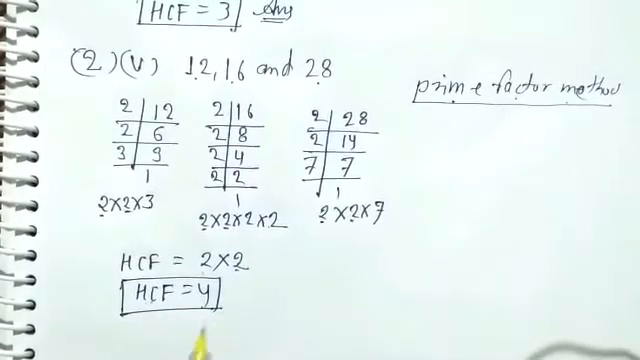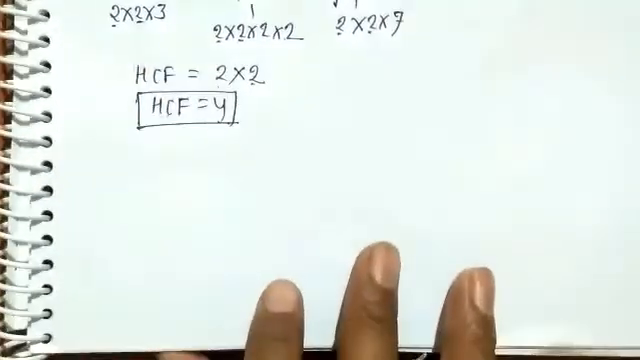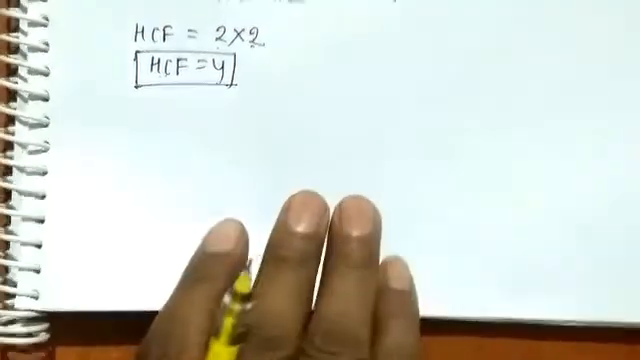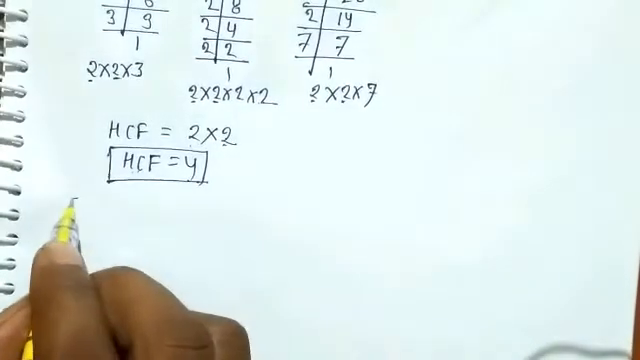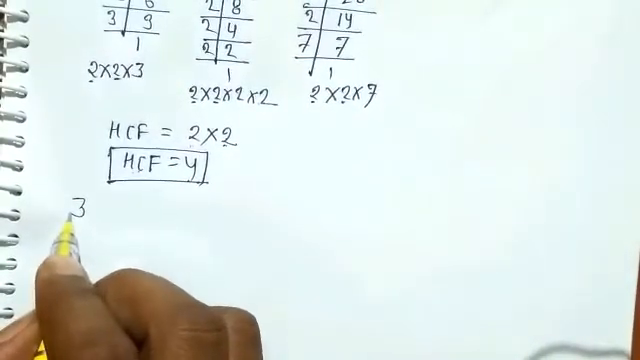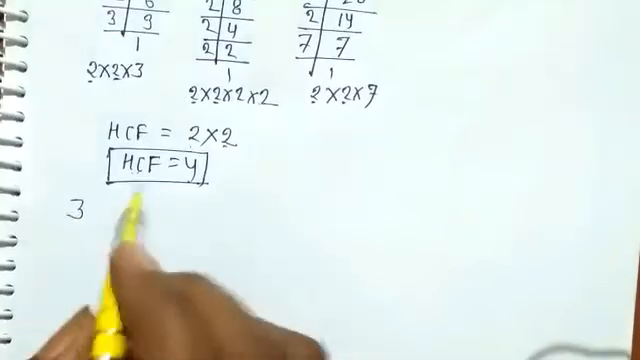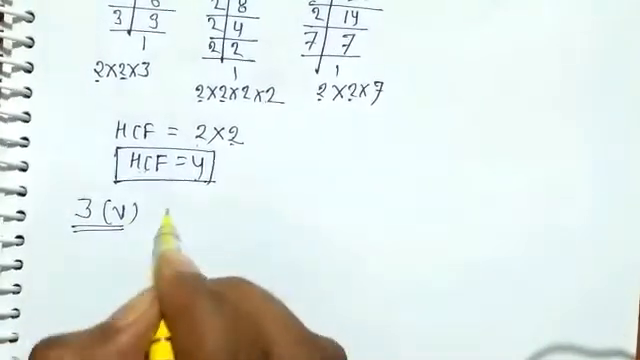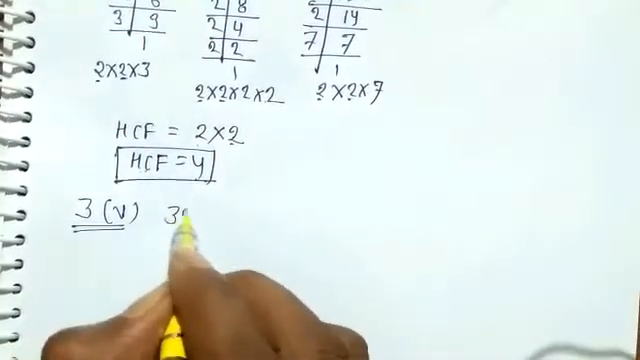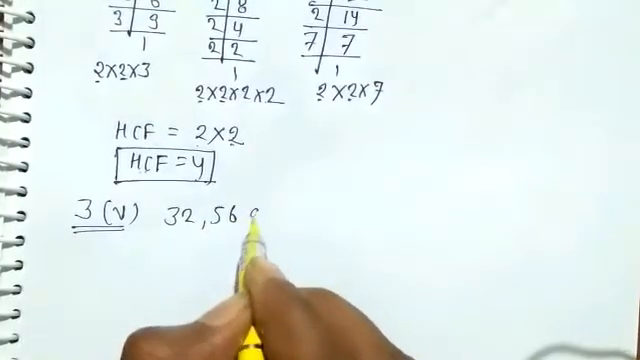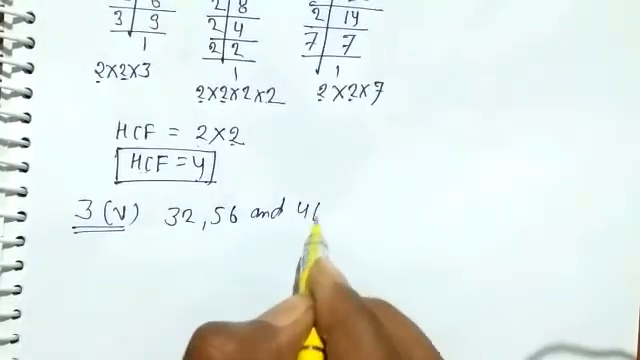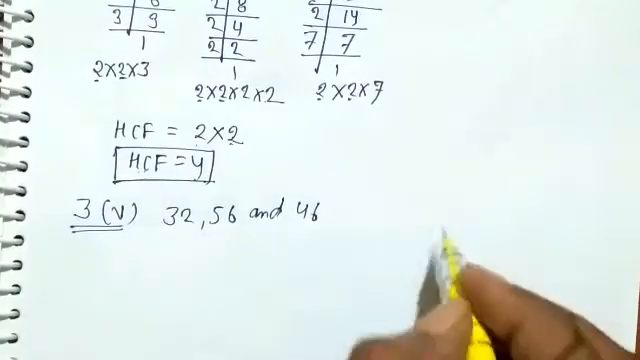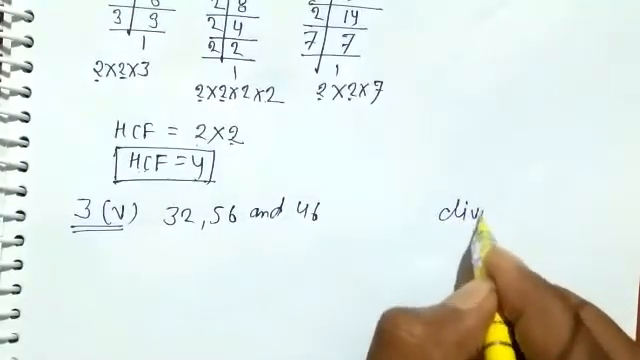Now question number 3, the third question, using the division method. In this question we have to use the division method. Question number 3 has 5 parts also. We will solve the 5th part, that is 32, 56 and 46. Which method do we have to use? Division method.